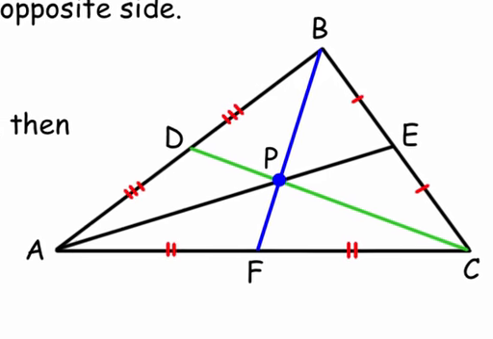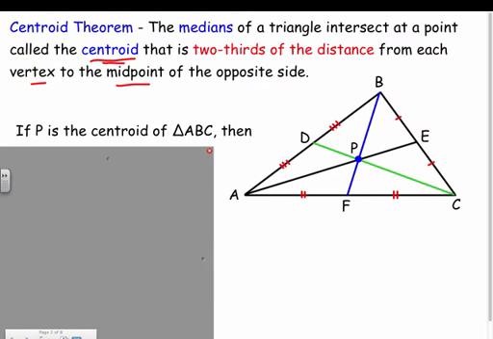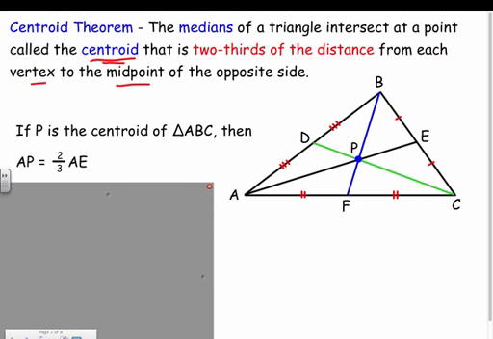Let's look at my blue guy here. From the vertex to the midpoint of the opposite side, this centroid is 2/3 of the distance all the way across. So from B to P, this is 2/3 of the entire distance. Now we'll look at the black line here. AP is 2/3 of this entire line. AP is 2/3 of AE.